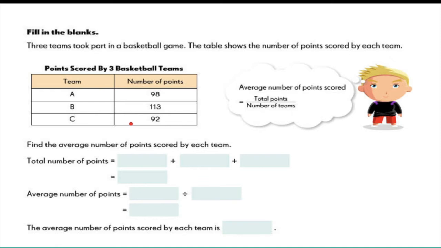So first, let's get the total number of points. Adding the 3 scores or points here, 98 plus 113 plus 92 will give us a sum of 303. Now we are ready to go to the second step. So to get the average number of points, the total number of points divided by the number of teams. So 303 divided by 3 teams will give us 101. So the average number of points scored by each team is 101.